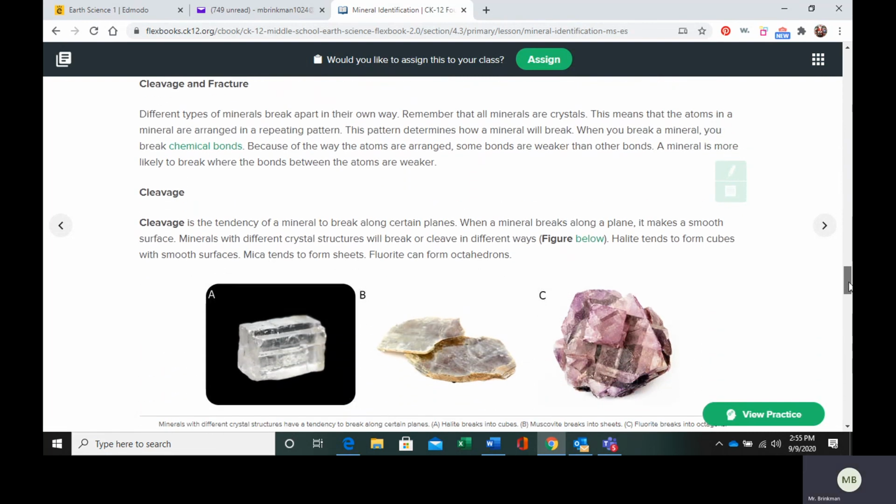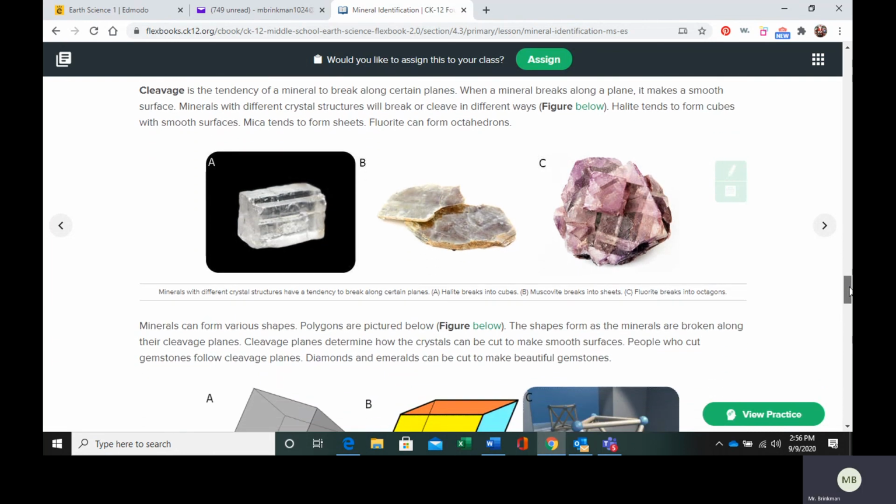Next we have cleavage and fracture. So cleavage is the tendency of a mineral to break along certain planes. So this is when it has kind of a clean or smooth break that results in a shape, and that's based on its crystal shape. Okay, that's based on the organization of its crystals.